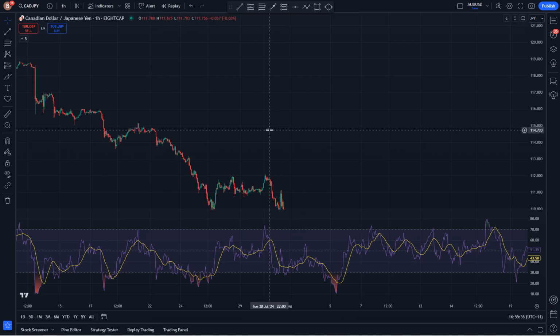It is far too simplistic. So you're telling me that it hits this magic 70 line or this magic 30 line, and that's it. That's when the market is overbought and oversold. There's nothing else that goes into it. It's just 70 and 30. These are the historical ranges that we use in order to determine whether a market is overbought or oversold.